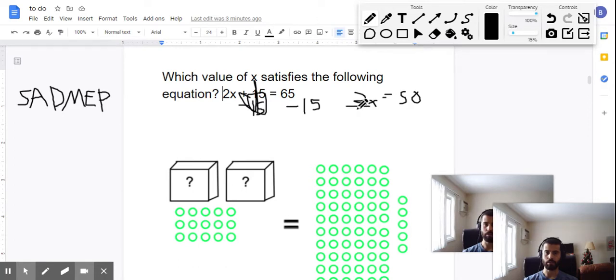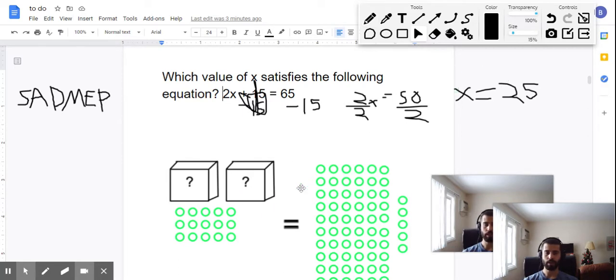Let's divide by 2. This is one way to write that I'm dividing by 2. And we end up, maybe you know this just off the top of your head from thinking about money and quarters, that 50 divided by 2 is 25. And that is our final answer.